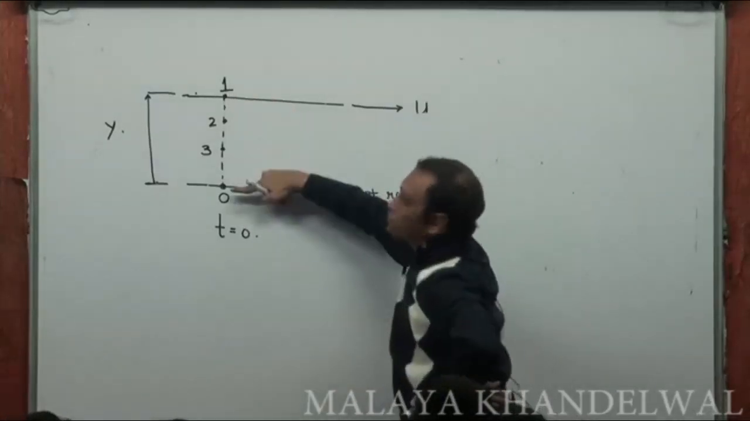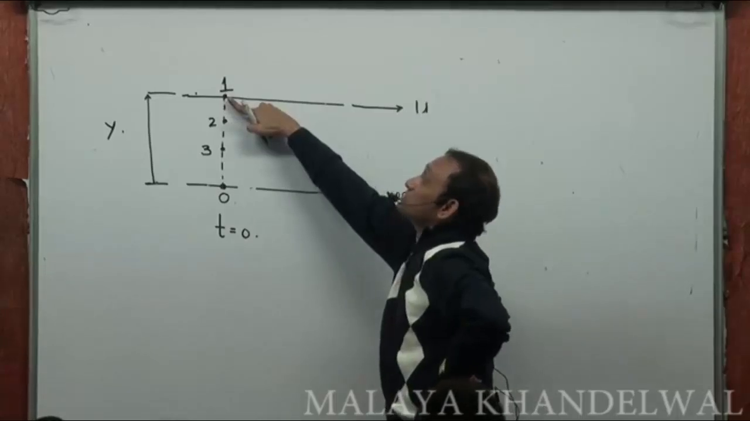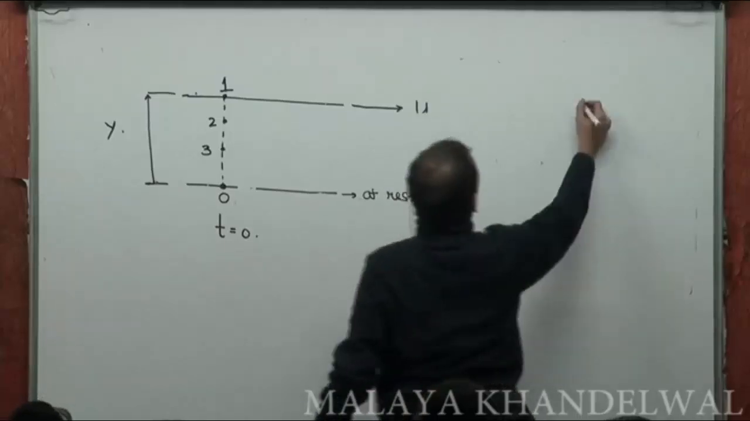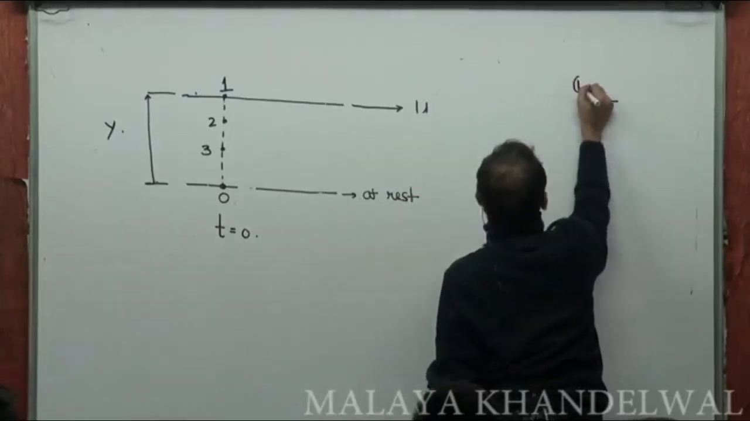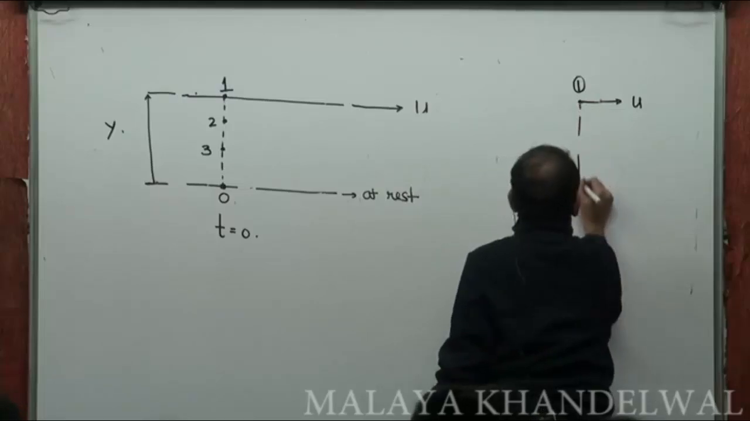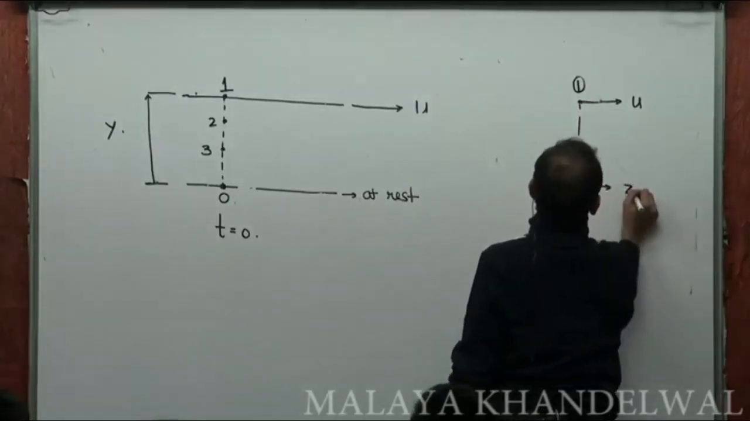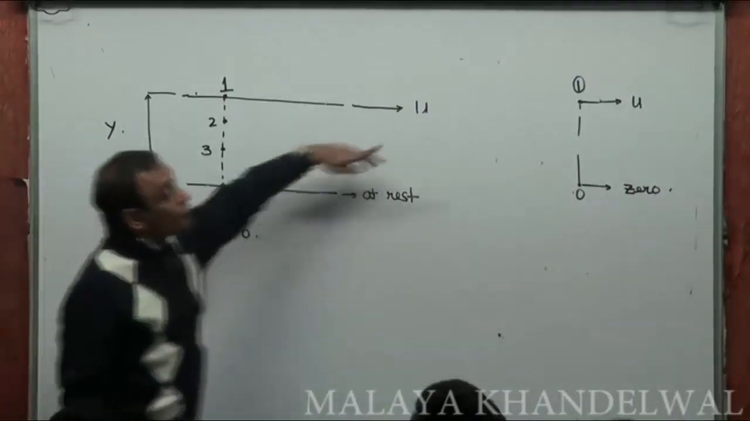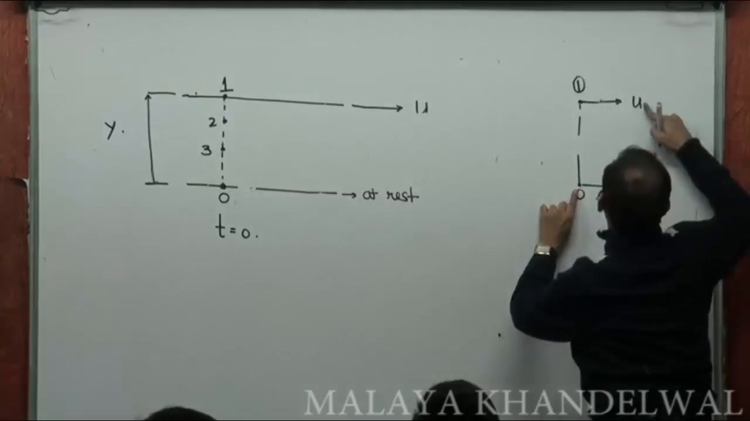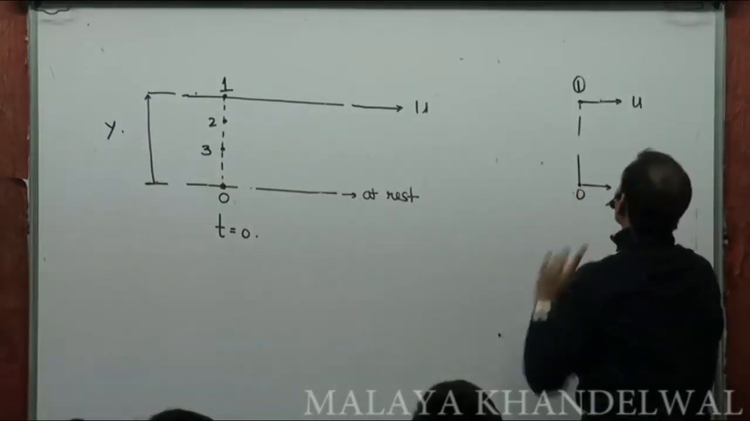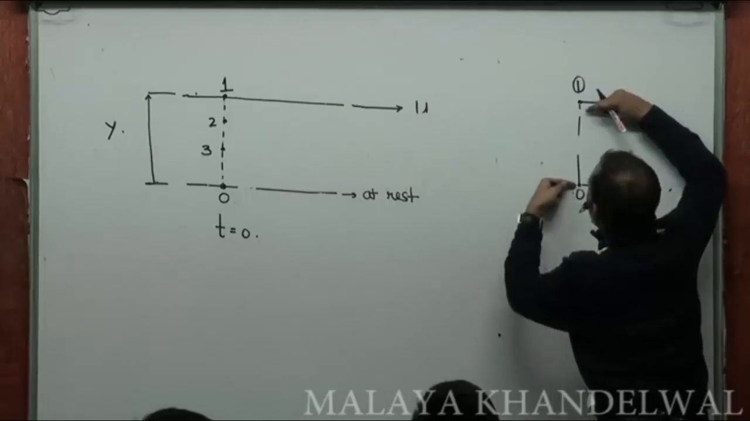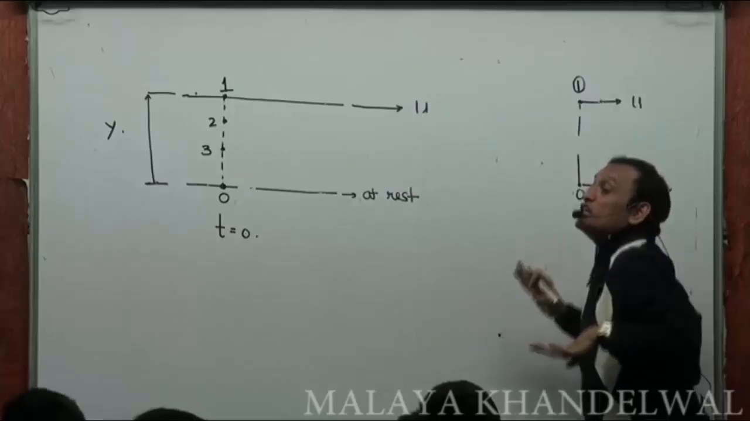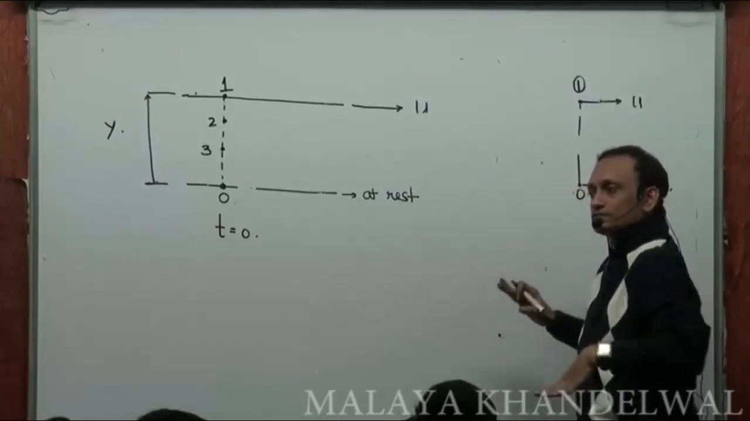Now, as you go from 1 to 0, the velocity of particles will decrease from u to 0 in a certain manner. At the topmost point at 1, the velocity will be u. At this point 0, the velocity will be 0. Now, an approximation. If the separation between 1 and 0 is small, if y is small, then this variation of velocity is linear, is proportional.